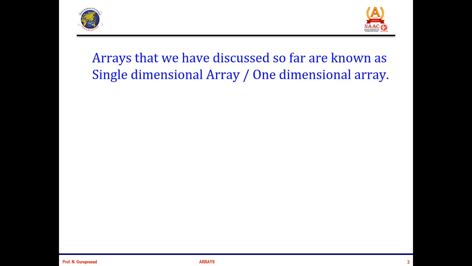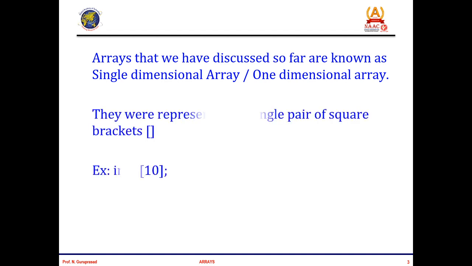So far, the arrays that we have discussed were known as single dimensional or one dimensional arrays, meaning they were represented by a single pair of square brackets. Now look at the example in front of you. You have this declaration statement int a of 10. Now this 10 is called the dimension of an array, which you are all aware of. This is enclosed in a single pair of opening and closing square brackets, and hence this type of representation is called single dimension.